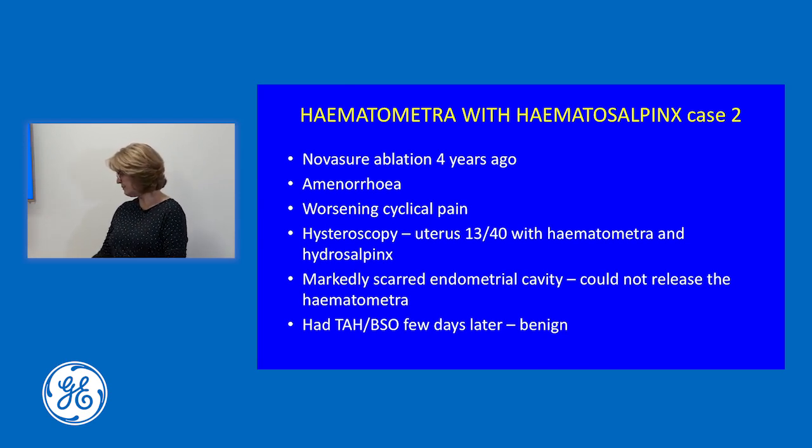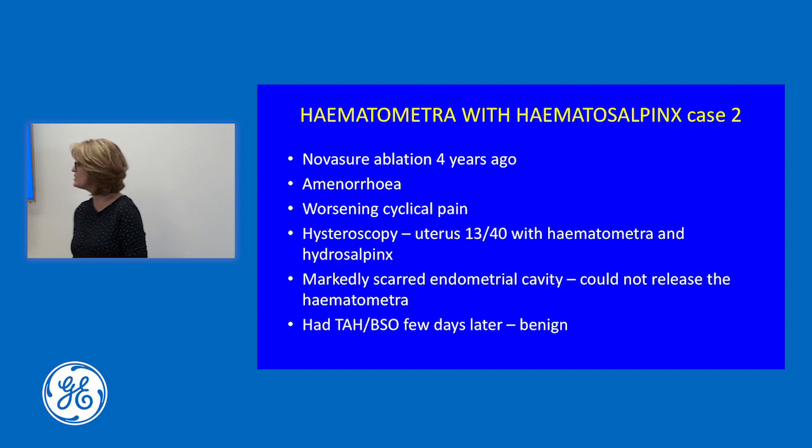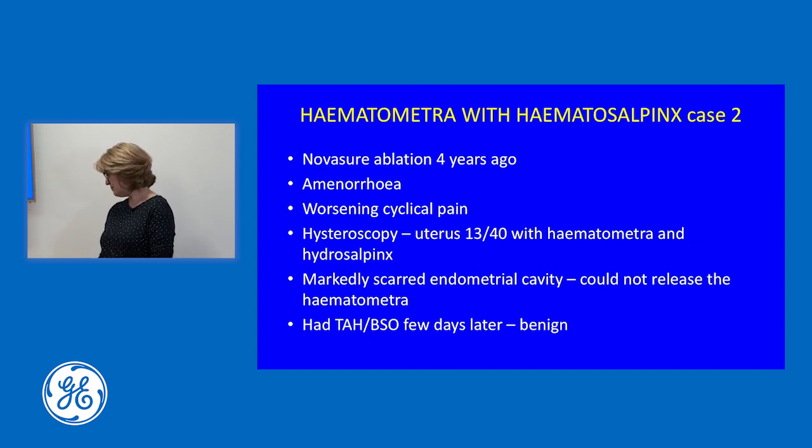So this woman did, in fact, have amenorrhea, but worsening cyclical pain. And the pain, it's a recognizable story. It can be very severe. After the scan, she had a hysteroscopy, she had a big hematometra, they couldn't divide the adhesions. She ended up with a hysterectomy, but this is what her scan looked like prior.